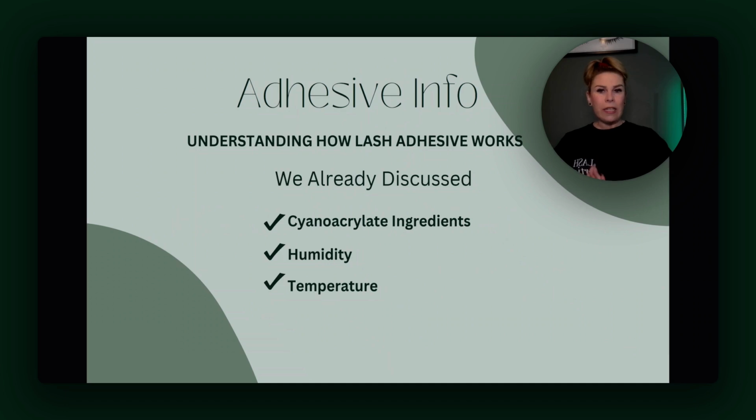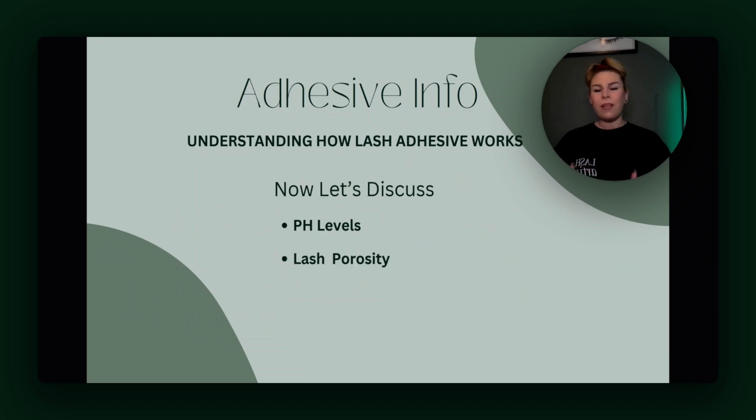A couple of things that we already discussed in a previous video were the ingredients of cyanoacrylate, humidity, and temperature. So if you are already familiar with lash glue, you know that temperature and humidity are two of the big factors that we need to understand when it comes to curing the lash glue and knowing when and how to use it properly. Okay, and then there's a couple more things that we do need to discuss just to finish this off. Would be pH levels and lash porosity.